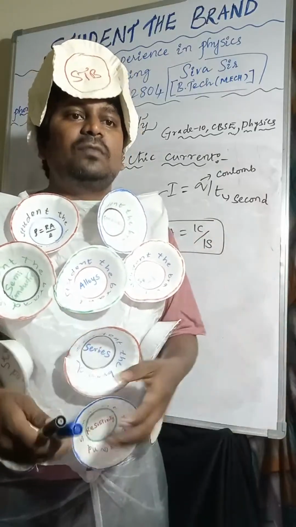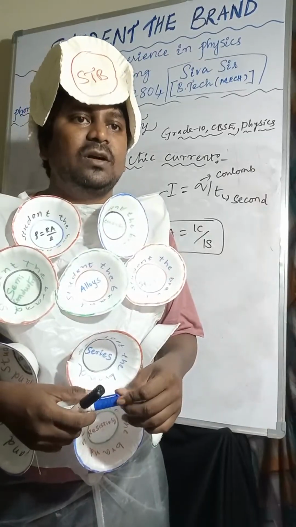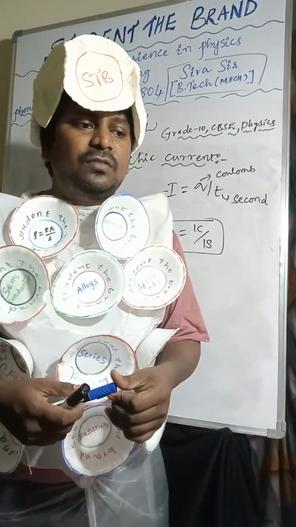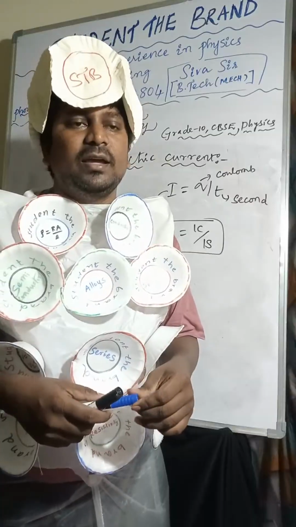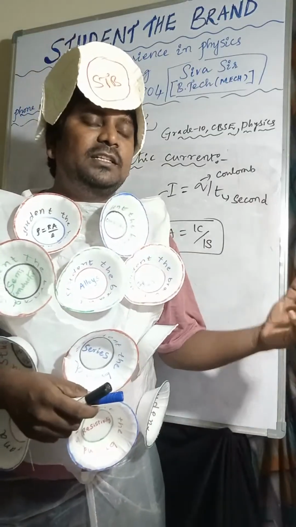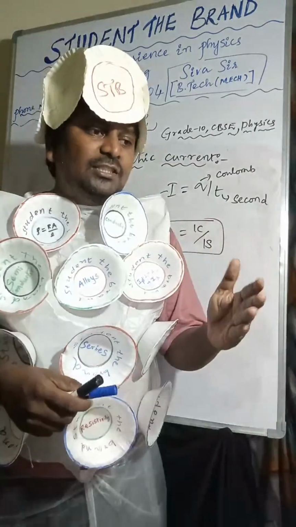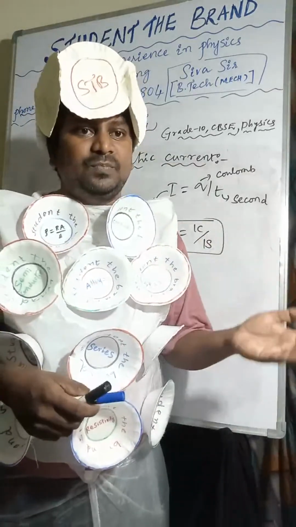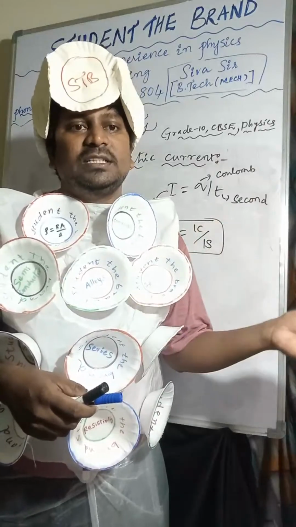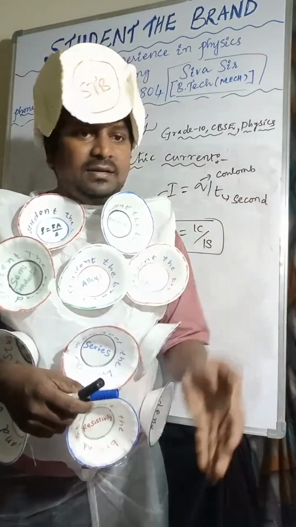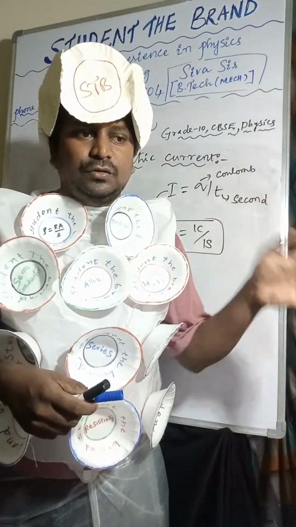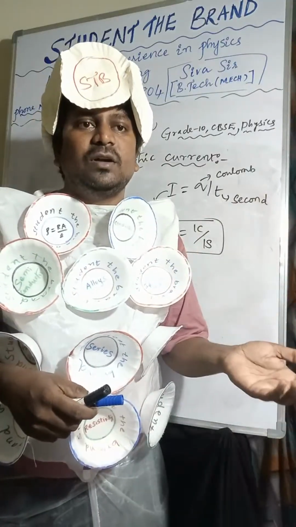So the rate of flow of charge is called electric current. One more definition: the flow of charge through unit cross section area per second is called electric current.